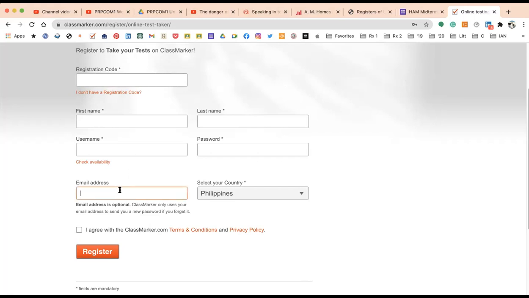After you do that, you put your email address and then select Philippines, click I agree with the ClassMarker terms and conditions, click register, and you are good to go.